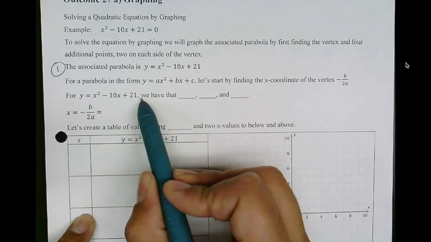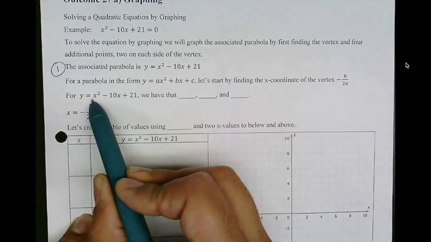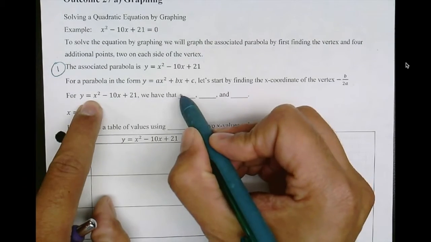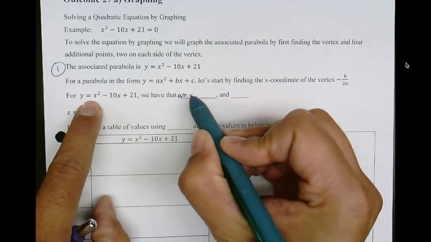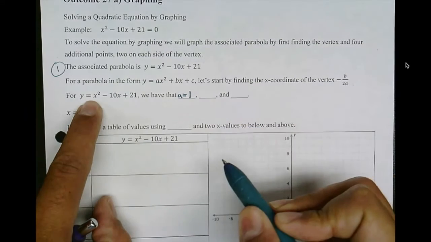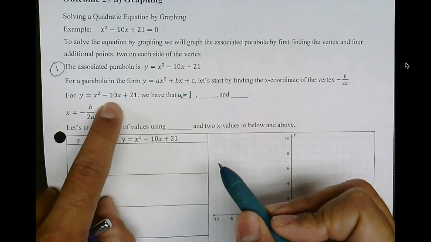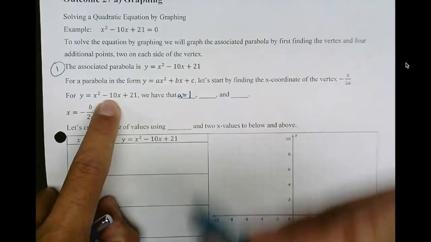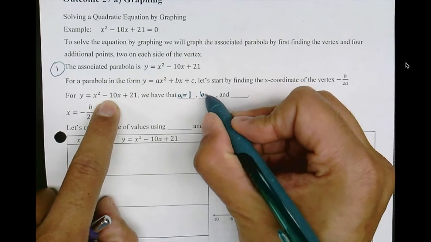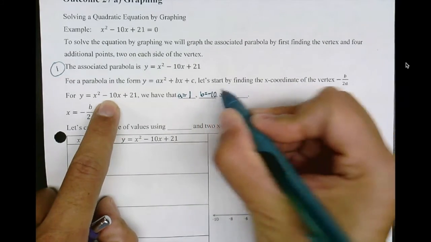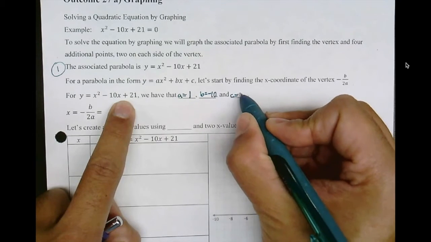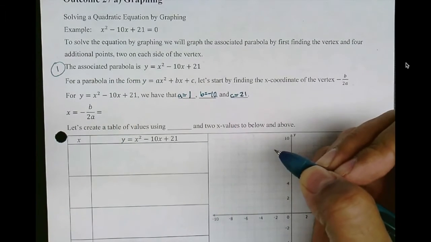So given this equation, let's take a look at what is the a value. What is the number right before x squared? Remember, when there is no coefficient there, no number there, that is by default a 1. What is the coefficient of x? It's negative 10. Don't forget to include that minus sign as a negative. So that is negative 10. And what is the c term? The c value is 21.